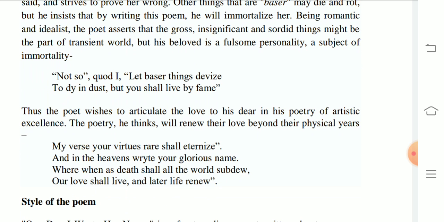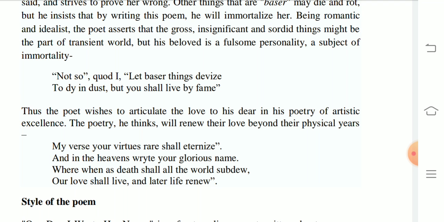Thus, the poet wishes to articulate the love to his dear in his poetry of artistic excellence. The poetry, he thinks, will renew her love beyond their physical years. He will immortalize her by writing about her in poems, through the lines of the poetry. Then even life, even after death, in the empire of God will be renewed.